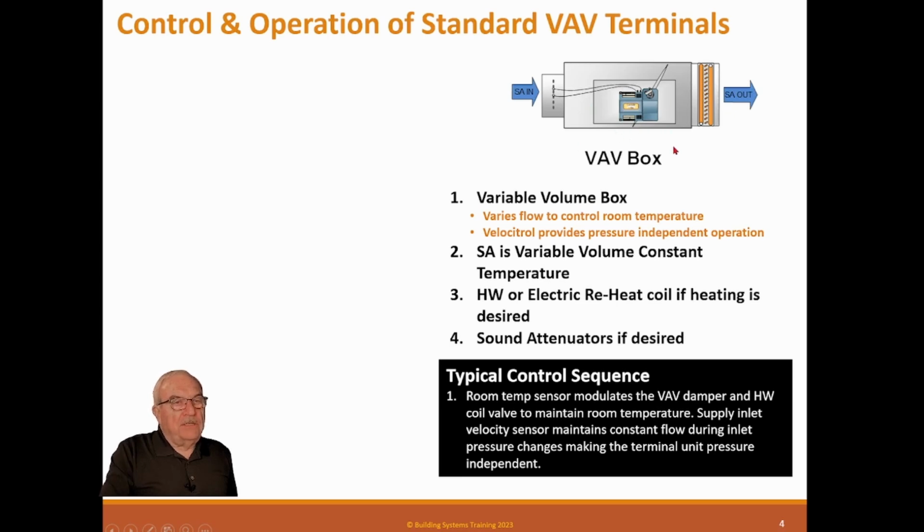These boxes need to be selected for both maximum flow and minimum flow. The reason is that these sensors, a normal box, can't sense below 0.01 velocity pressure. So if you select a box too large, and when it's at minimum flow this device can't sense it, it'll hunt. It doesn't know where it's at. So these must be selected so that you're above 0.01 velocity pressure when you're at minimum flow. And then maximum flow just means the box needs to handle maximum flow.